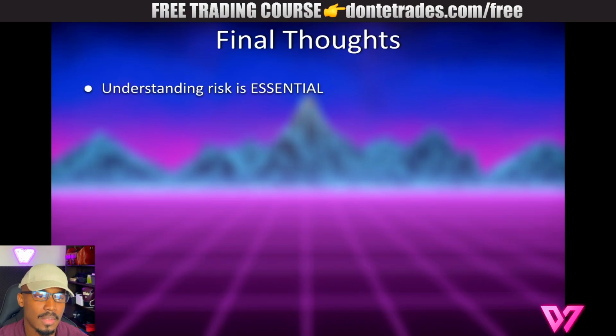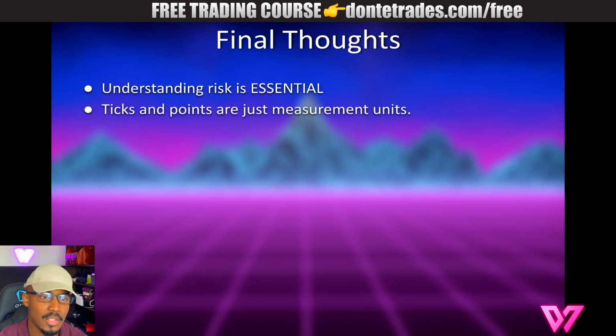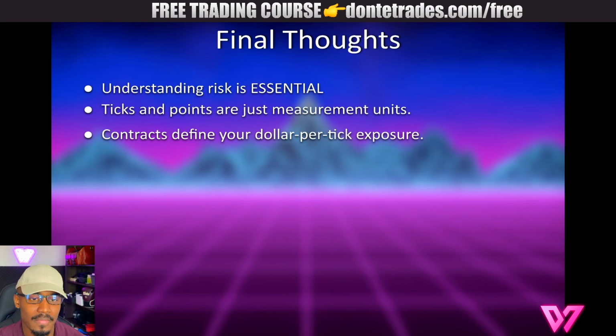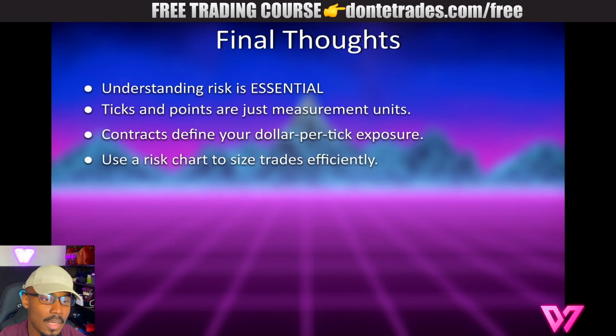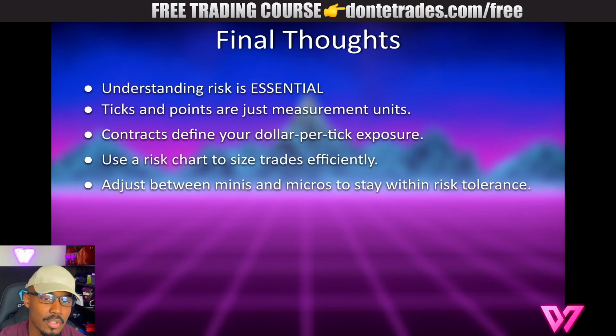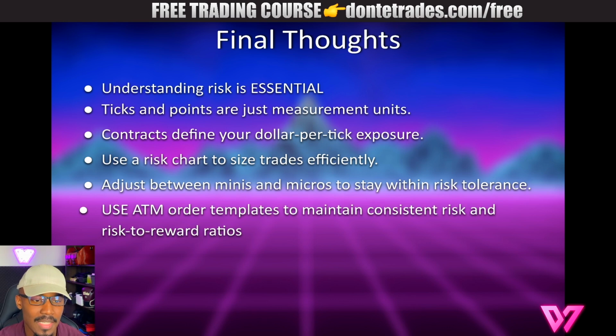So, final thoughts. Understanding risk is essential. Ticks and points are just measurement units. Contracts define your dollar per tick risk exposure. Use the risk chart to size trades efficiently, as I showed you, and easy. Adjust between minis and micros to stay within your risk tolerance per trade. You want to use ATM order templates to maintain consistent risk and risk to reward ratios.